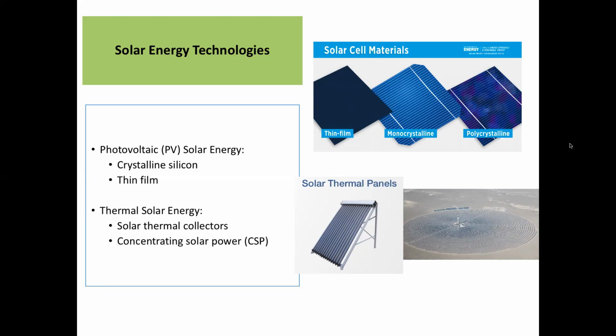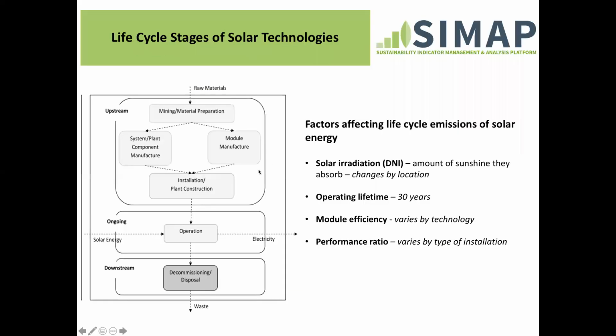For SIMAP, we're collecting emission intensities for all of these types and their subtypes individually. This means that if institutions know about the specific type of solar technologies they use, we will be able to provide more accurate emission factors instead of using weighted averages. Like all the other fuels, solar technologies have their life cycle stages, from upstream to operating and downstream processes. In the upstream process, we have everything from mining and material preparation to module manufacturing, plant component manufacturing, and finally installing and plant construction.